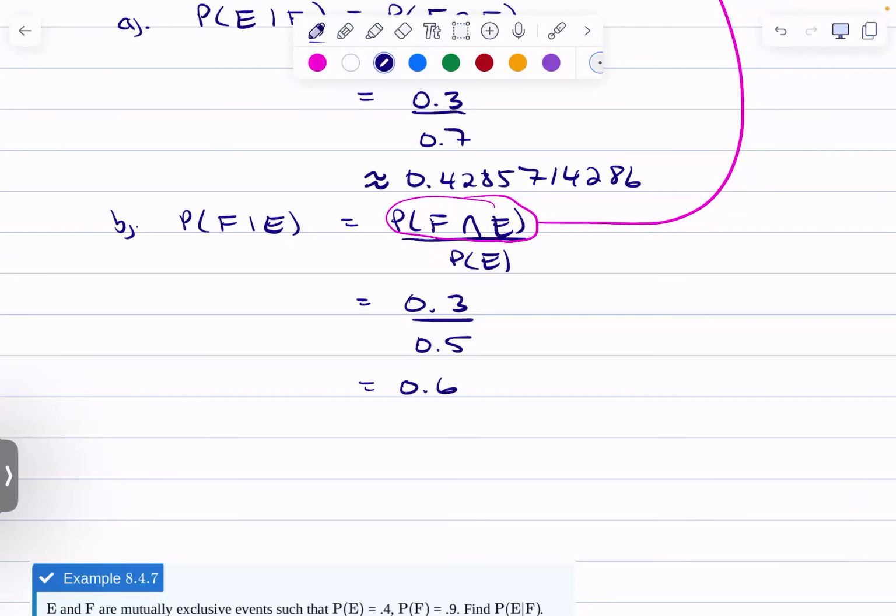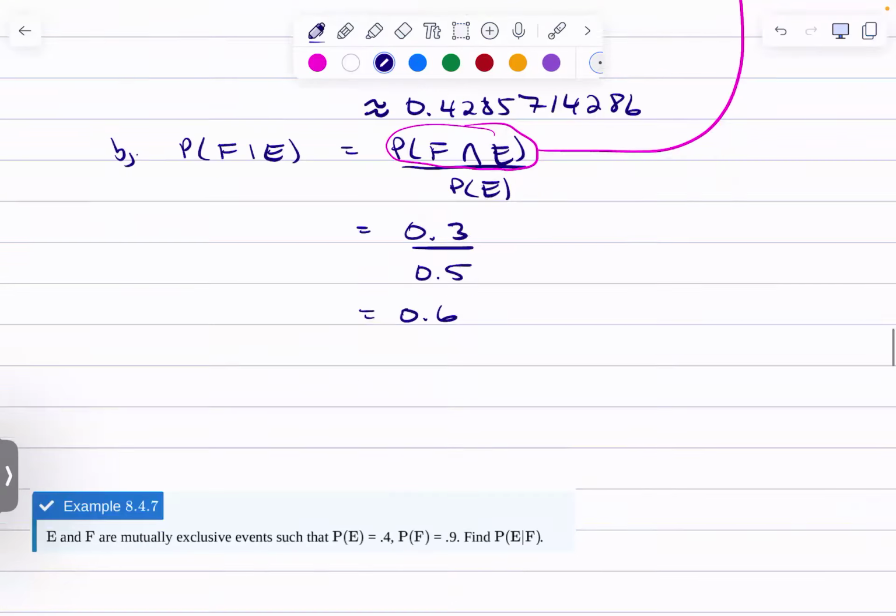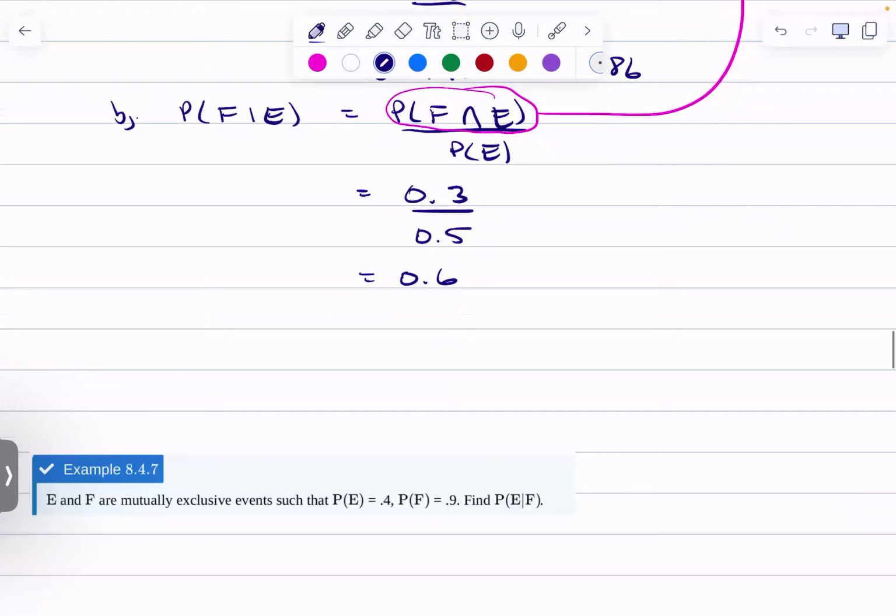That's always exciting. Maybe only exciting for me. No, I like that. Yeah, when it works out nicely.